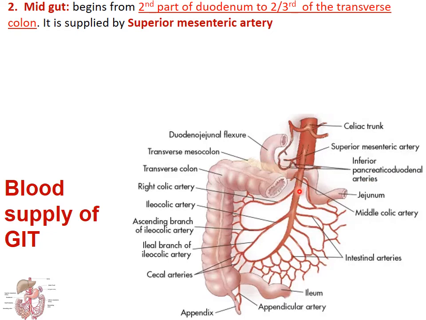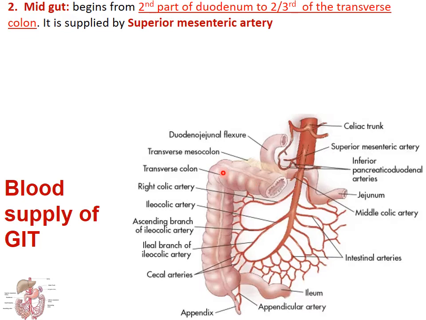As it moves ahead, it gives branches to the jejunum, and then you can see this is the ileum part, right? And then it also gives a branch to the appendix, the appendicular artery, then the cecum, ascending colon, and then it goes and stops at the transverse colon. But that transverse colon is divided into 3 one-thirds.